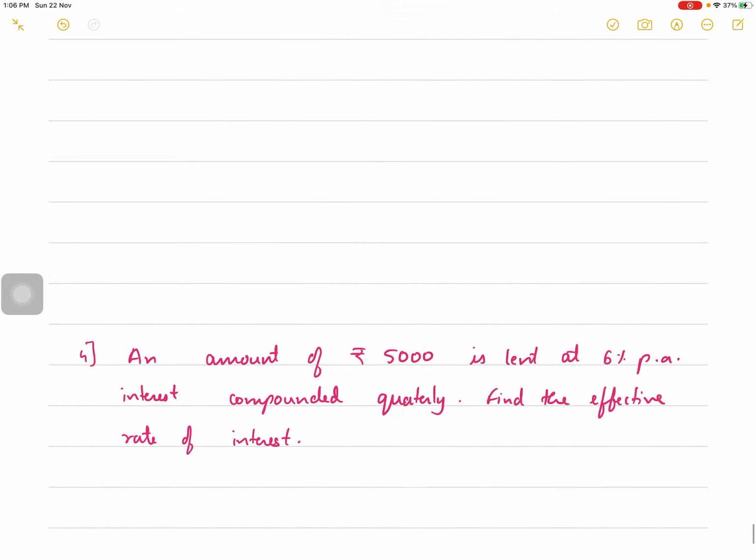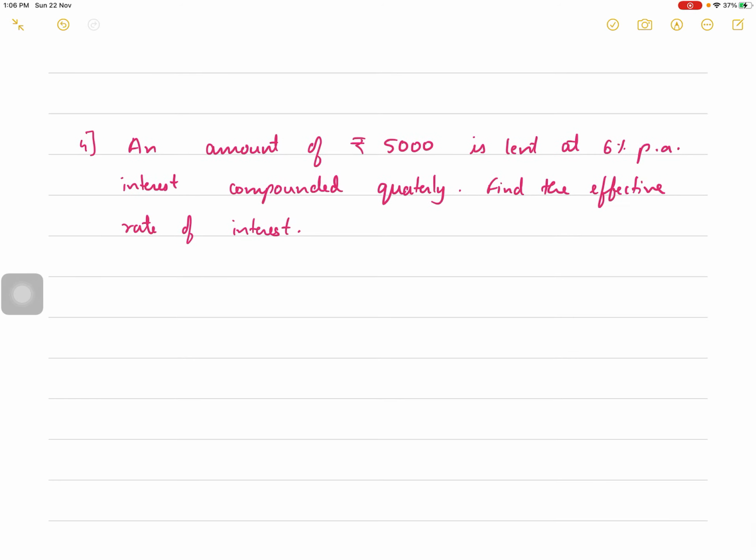let's solve the next problem. An amount of rupees 5,000 is lent at 6% per annum. Interest compounded quarterly. Find the effective rate of interest. Okay, so interest is 6%. Compounded quarterly means D is equal to 4, and find out the effective rate of interest. So let's calculate. E is equal to 1 plus R by D, the whole raised to D, minus 1.